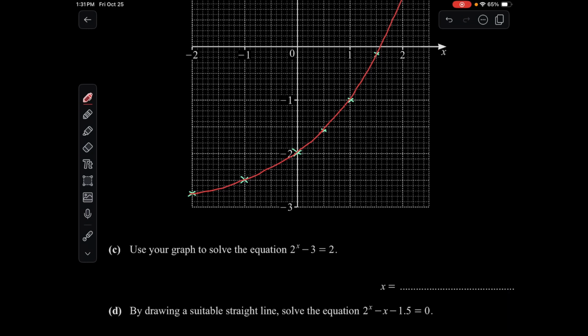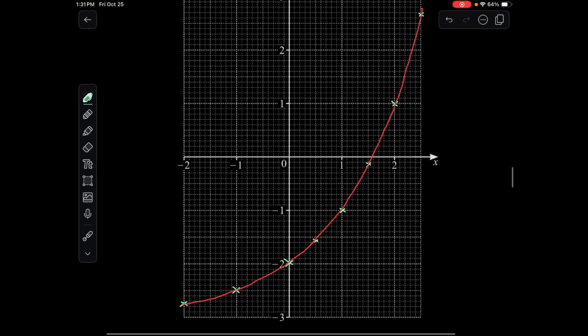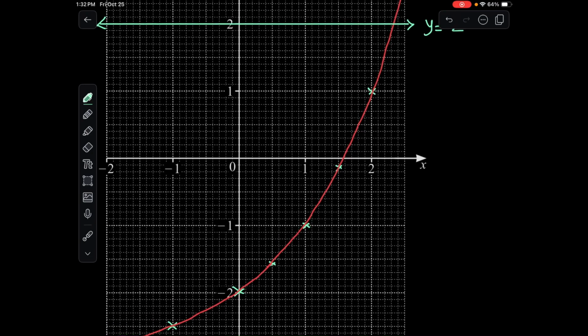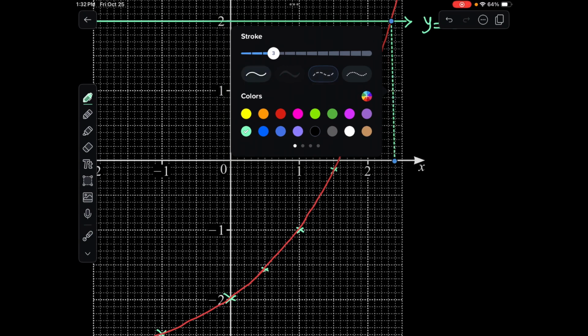Now again, we have to use our graph to solve the equations. So this part is y equal to 2. Draw a straight line at y equal to 2. Use your ruler. So this is the straight line at y equal to 2, and see where the line cuts your graph. Read the x-axis over here. I'm just going to make it a dotted line.